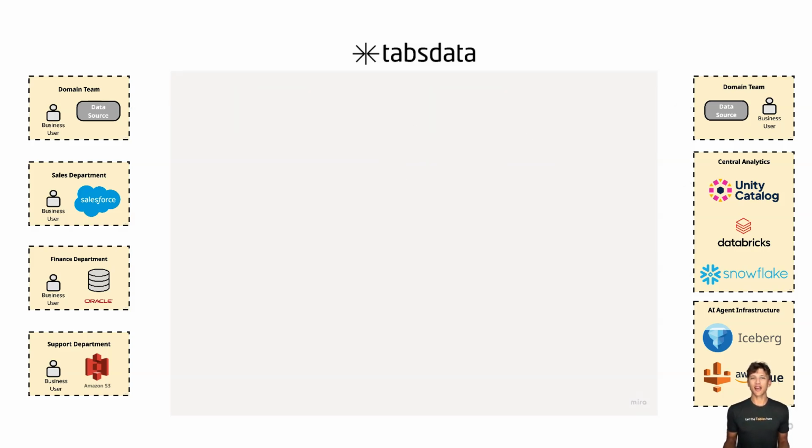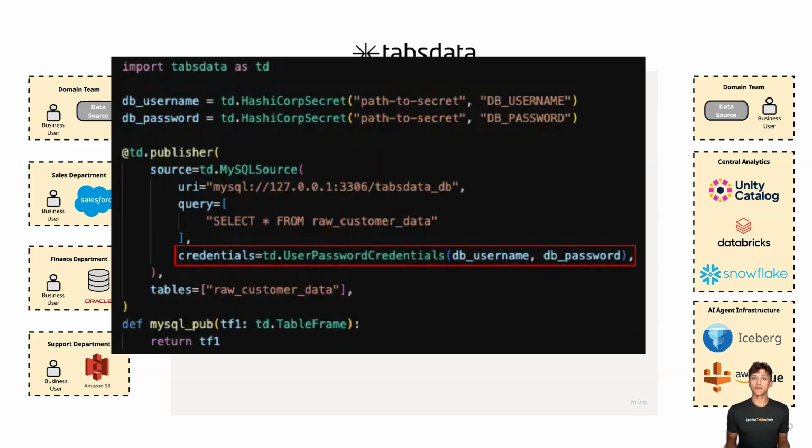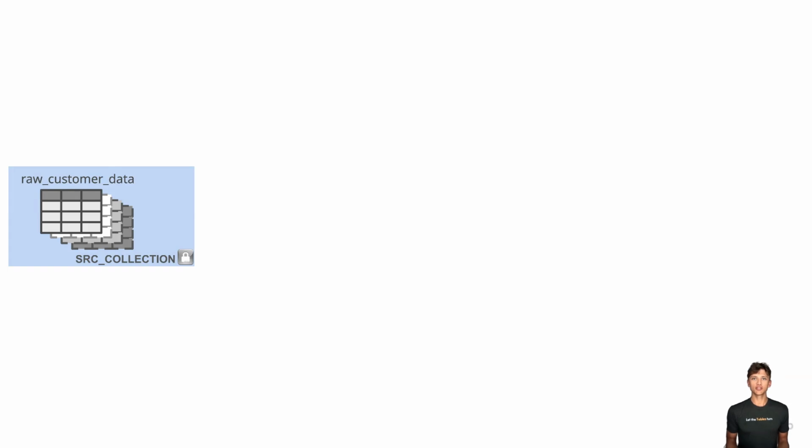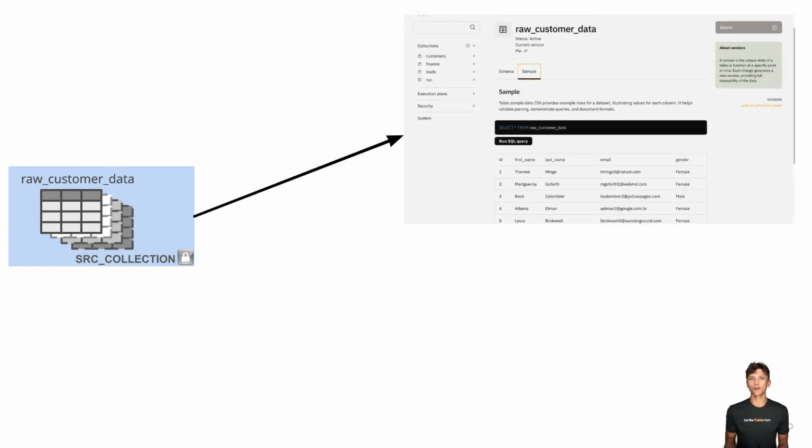So how does Tabsdata actually do this? The process begins with a publisher. A publisher is a simple Python function that uses Tabsdata provided connectivity to bring data from external systems into the Tabsdata server. You only need to register the function once, and from that point forward, you can trigger it whenever you need new data. When a publisher is invoked, it writes its output into a Tabsdata table, which is accessible via the Tabsdata UI or command line.